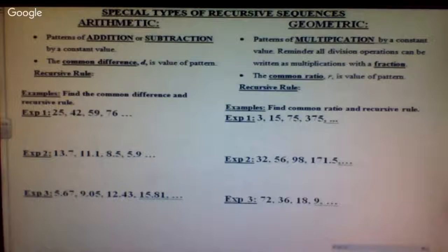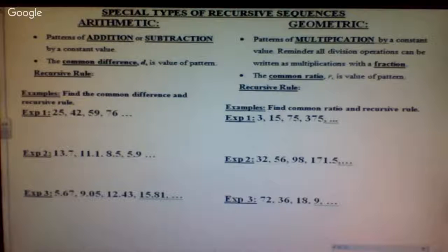Okay, so we've got special types of recursive sequences. The first one is an arithmetic sequence. They pronounce it arithmetic when it is a sequence. Arithmetic means you've got a pattern of addition or subtraction. But what is specific about it is it has to be the same number added or subtracted over and over again. So you can't do +2, minus 3. It has to be +2, +2, +2, +2.